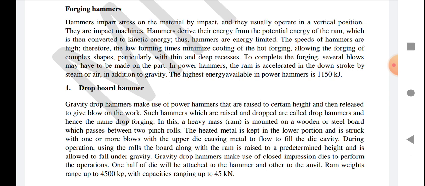In the power hammer, the ram is accelerated in the downstroke by steam or air in addition to gravity. The highest energy available in a power hammer is 1150 kilojoules.